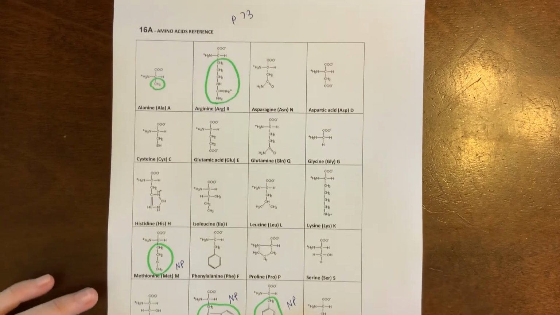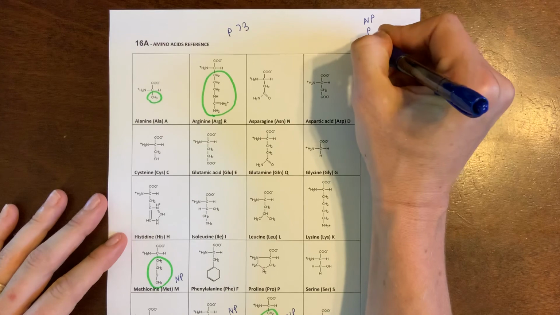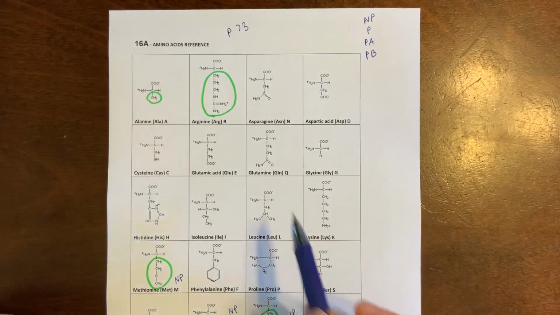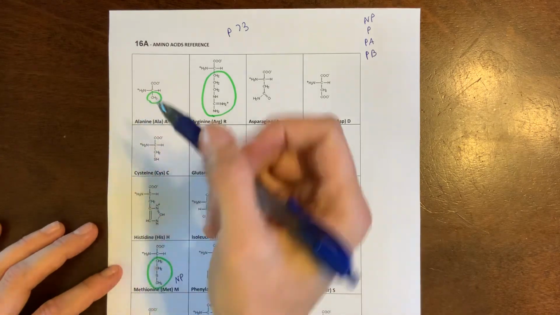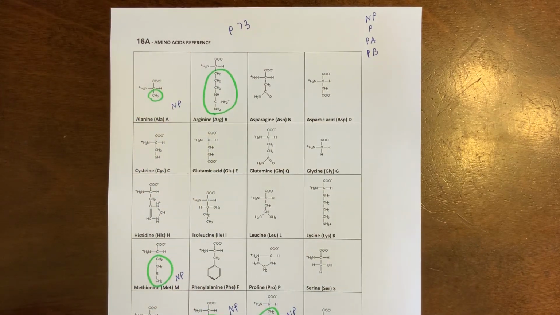Otherwise, you're going to classify everything on this page as either non-polar, polar, polar acidic, or polar basic. So find all those side chains, circle them, and tell me, okay, that's all C's and H's, so that's non-polar. And then bring any questions that you have to class.